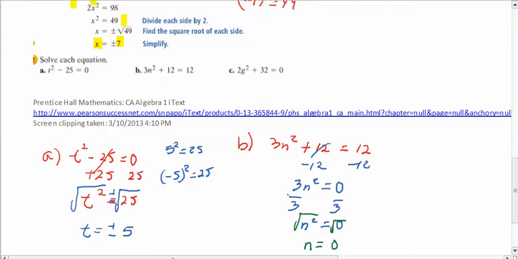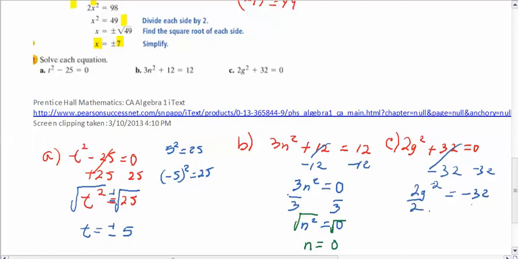And now we're going to try C. So C is 2g squared plus 32 is equal to 0. We're going to get the 2g squared on one side and the number on the other. So I'm going to subtract 32, subtract 32. I've got 2g squared is equal to negative 32. Divide by 2, divide by 2. So g squared is equal to negative 16. Now, the final part is I'm going to take the square root of g squared, and I'm going to take the square root, so plus or minus the square root of negative 16.